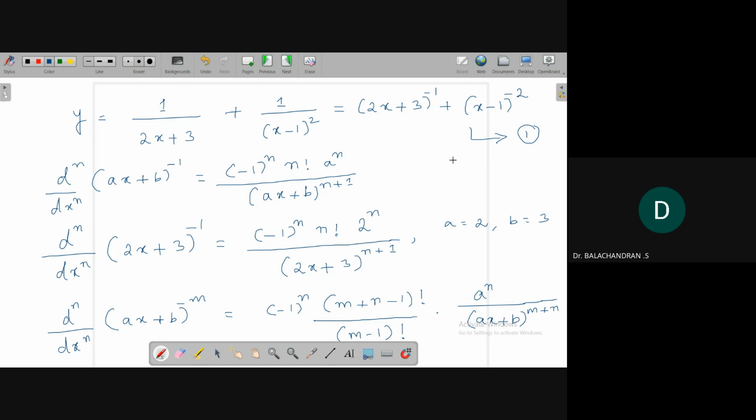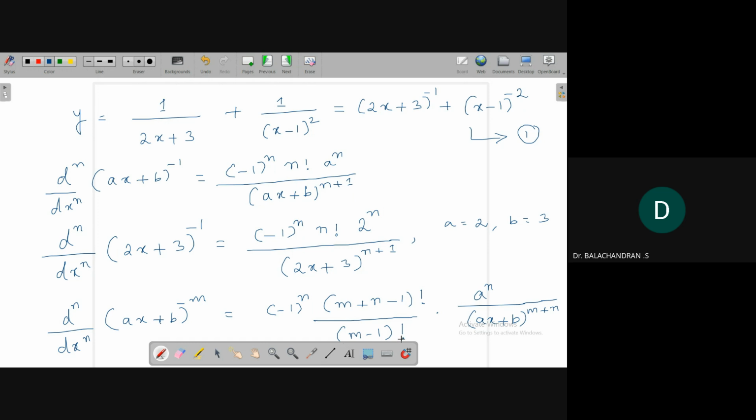Okay. But the second term is (x minus 1) whole power minus 2. So for this we need the result for the nth derivative of (ax plus b) whole power minus m, which is equal to (minus 1) whole power n into (n plus m minus 1) factorial divided by (m minus 1) factorial into a power n, by (ax plus b) whole power n plus m.